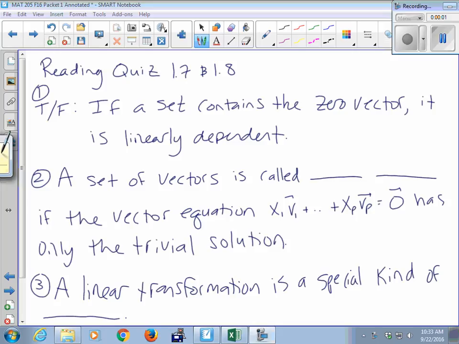If a set contains a zero vector, it's linearly dependent. True or false? True. Any set with a zero vector in it is linearly dependent. A set of vectors is called blankety blank if the vector equation, that homogeneous equation there, has only the trivial solution. Linearly independent.